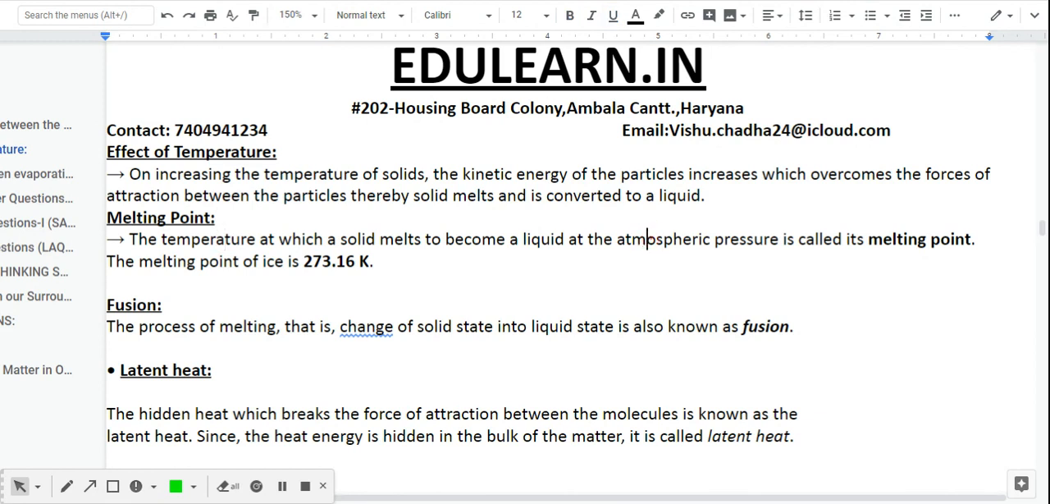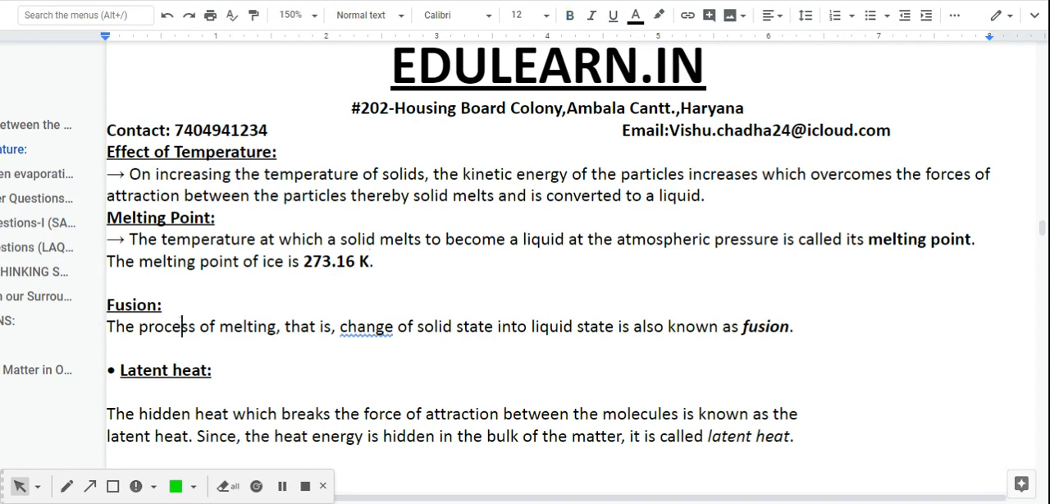Have you seen this word that I'm pointing out right now? This is atmospheric pressure. This you have already studied in class 8. I hope you remember that. The temperature at which a solid melts to become a liquid at atmospheric pressure is called its melting point. So the melting point for ice is 273.16 Kelvin. This K is Kelvin, right? Yeah, I know you have heard about Celsius, but this is another form of measuring temperature. Maybe you have heard this. This is Kelvin. We will do certain numericals online later on, right?